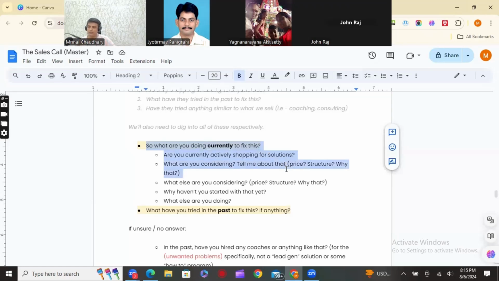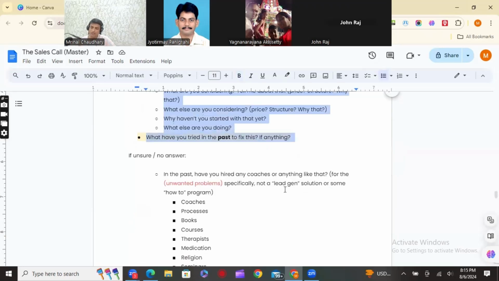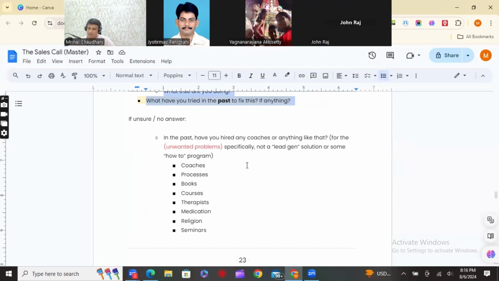If you are taking coaching for that, what is the price? Okay, why that? What else are you considering? We will add more detail: the price structure, and why that one. So what are the things you have tried in the past to fix this?